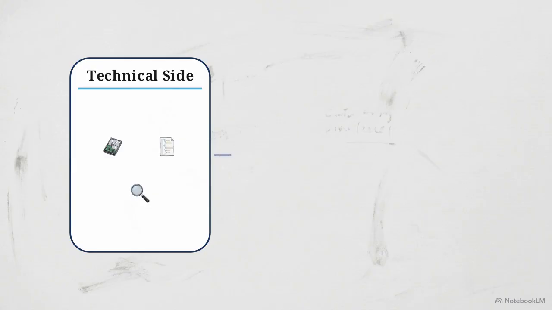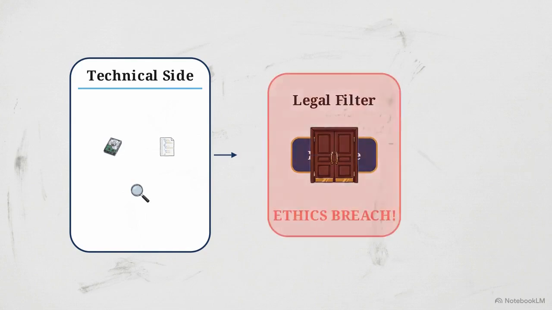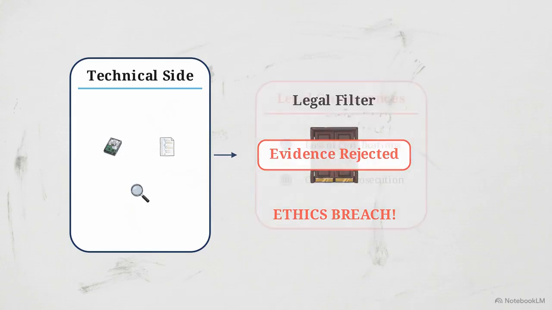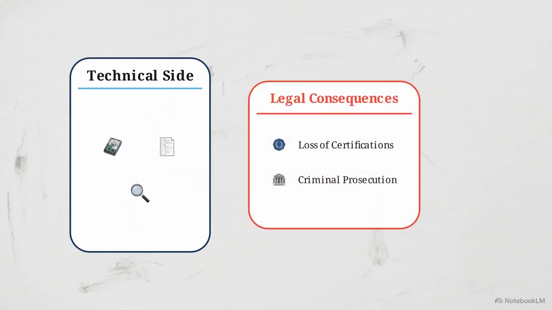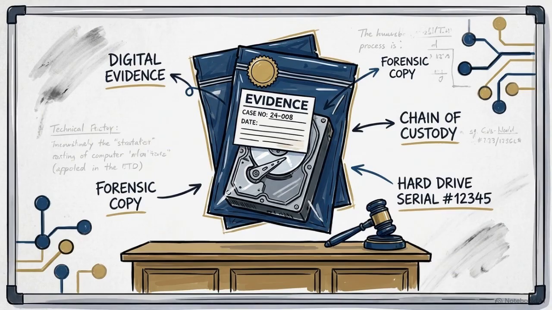On the technical side, you perform recovery and analysis to generate findings, but every finding must pass through a legal filter. If it flags an ethics breach, the evidence is rejected, and the investigator may face direct legal consequences. Because forensic investigations often involve sensitive personal data or national security matters, maintaining strict ethical standards is what ensures that the resulting evidence is trustworthy and legally acceptable for use in court.